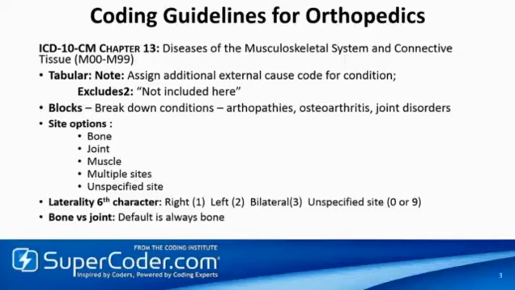Assign more than one code if a multiple site code isn't available, but more than one bone, joint, or muscle is involved. Specify whether the condition occurs on the left or right side or is bilateral. Assign a code for an unspecified side as a last resort.